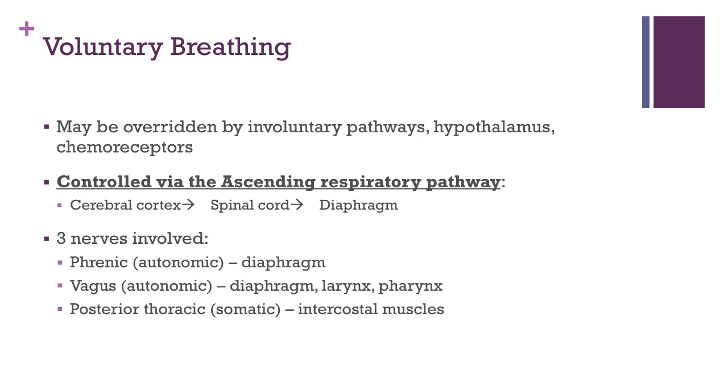Next to each of these nerves is listed the nervous system that these are specifically associated with. So you can see that the phrenic nerve and the vagus nerve are associated with the autonomic nervous system and are responsible essentially for control of the diaphragm, the larynx, and the pharynx. And then the posterior thoracic nerve is responsible for control of the intercostal muscles, and all of these work together to control voluntary breathing.